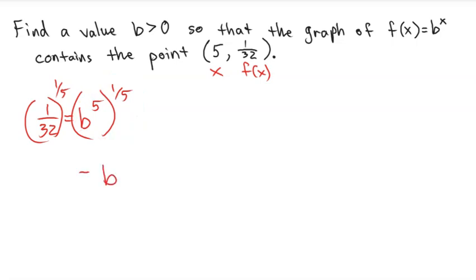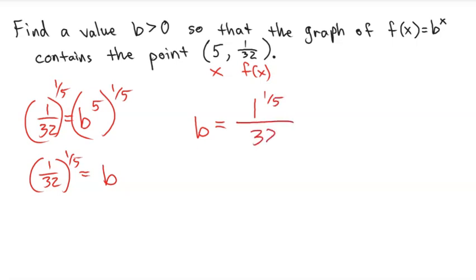So b is equal to 1/32 to the 1/5 power. Now we can distribute the 1/5 to the 1 and to the 32. So b is equal to 1 to the 1/5 power over 32 to the 1/5 power. Well, 1 to the 1/5 power is just 1. So this is equal to 1 over, well, what's 32 to the 1/5 power?